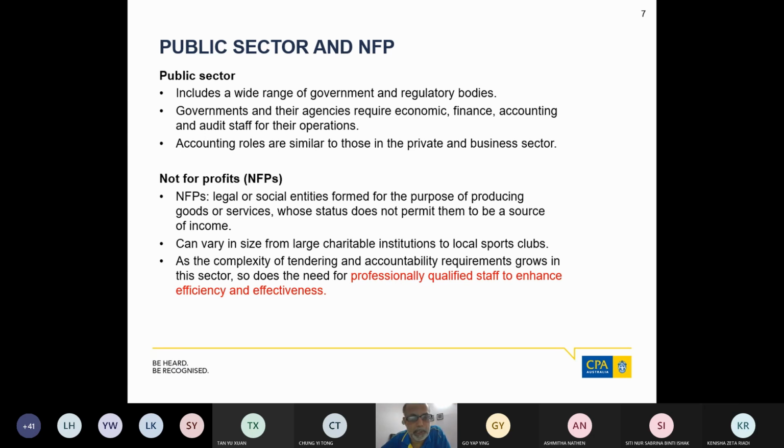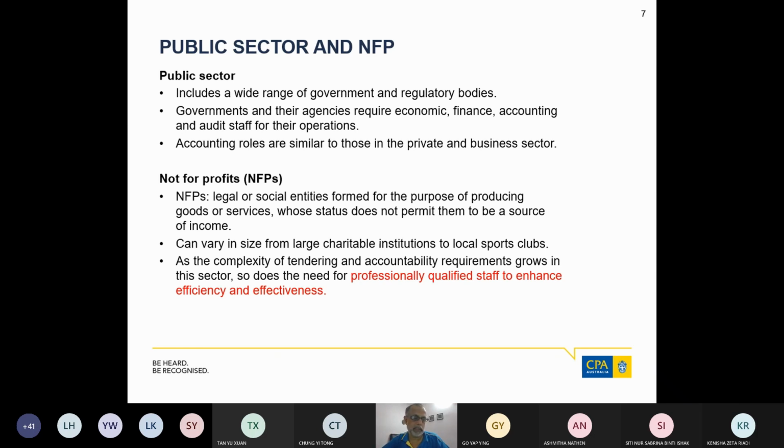Now increasingly in Malaysia, more and more people are getting involved with NGOs. NGO is non-government organization, non-profit. These are legal or social entities formed for the purpose of producing goods or services. Their status does not permit them to be a source of income. When they register with the Registrar of Societies, these are non-profit, so they don't come under CCM.